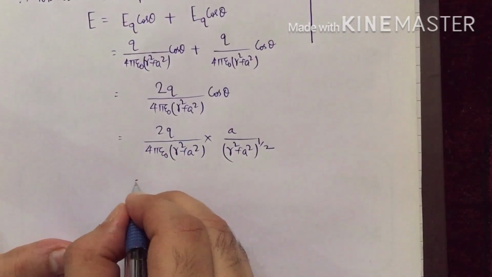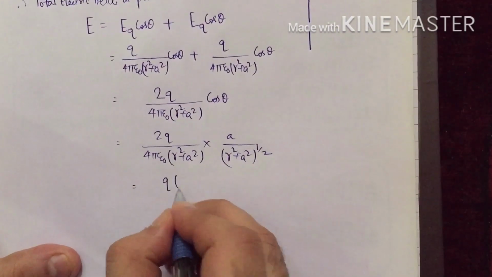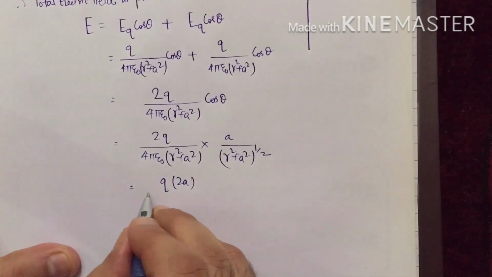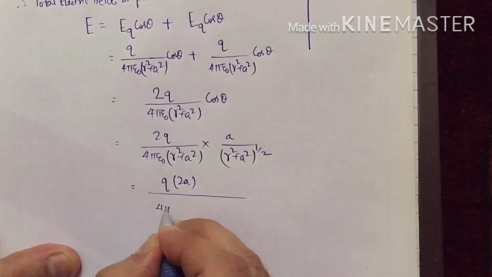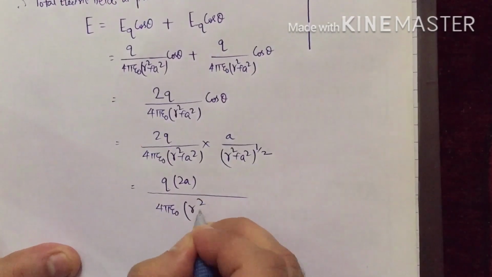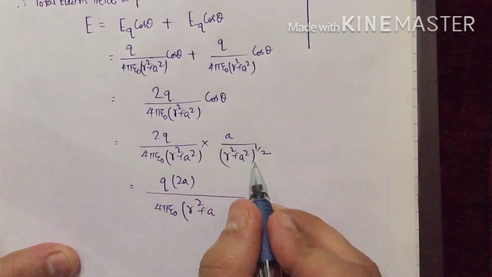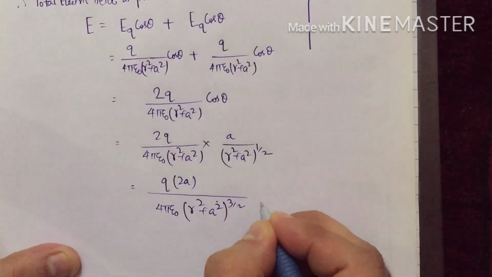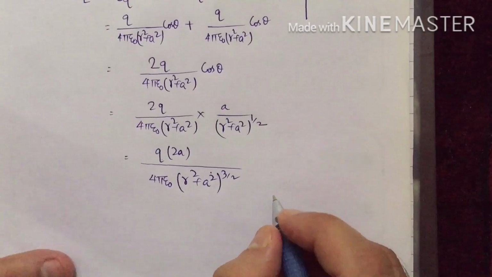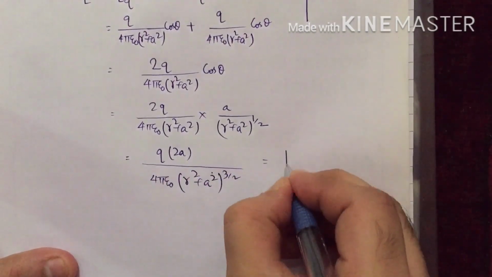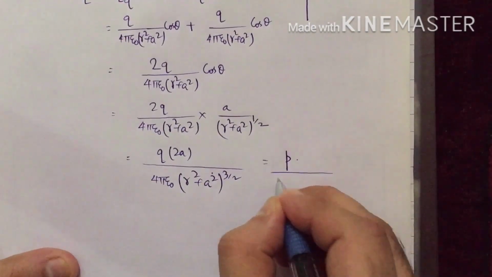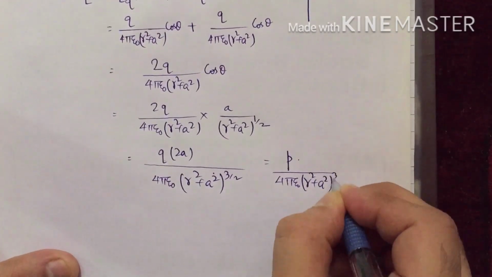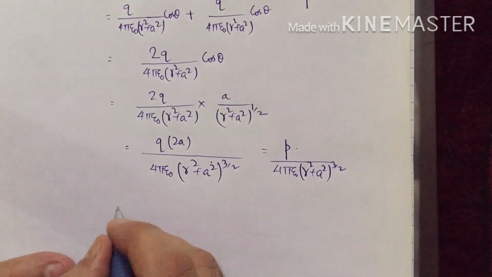And therefore the expression becomes Q into 2A, divided by 4 pi epsilon naught (R square plus A square). Since the bases are the same, the powers will get added up from the law of algebra. So this is R square plus A square to the power 3 by 2, and Q into 2A is the dipole moment P, divided by 4 pi epsilon naught (R square plus A square) to the power 3 by 2.